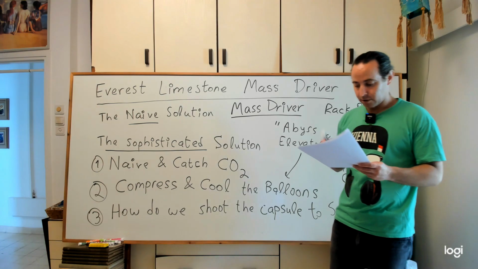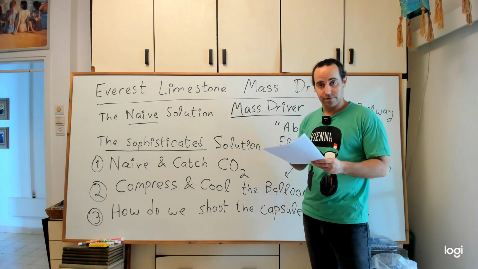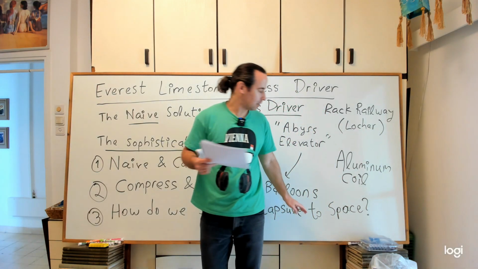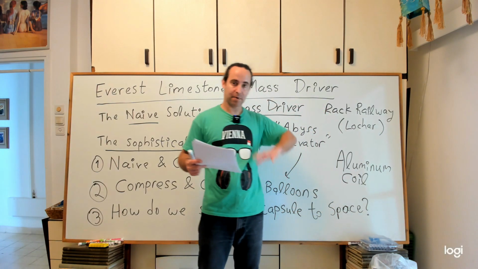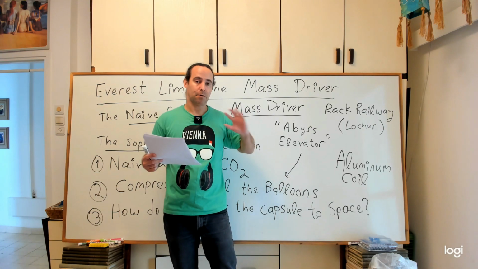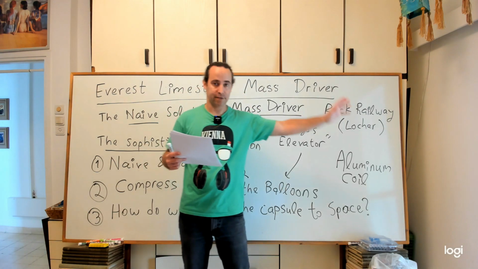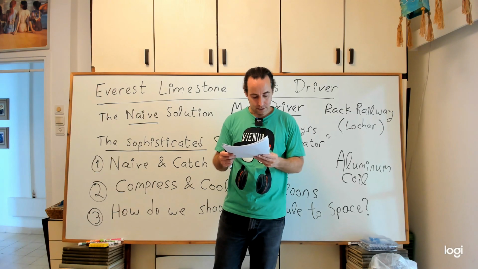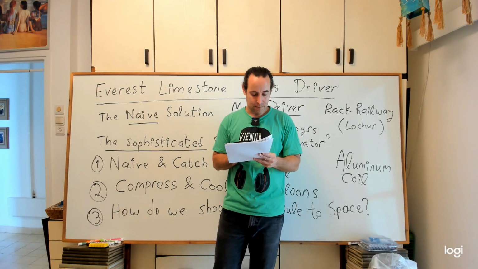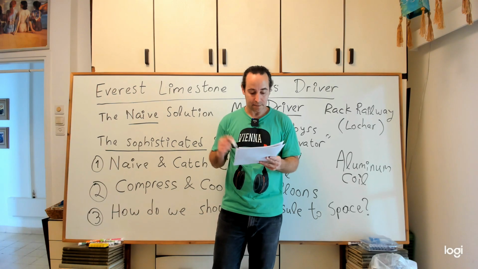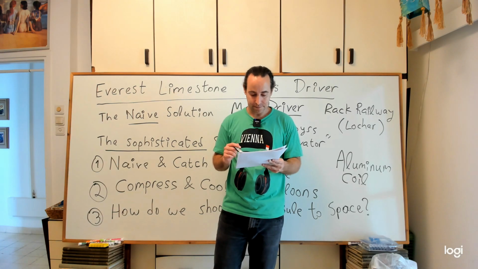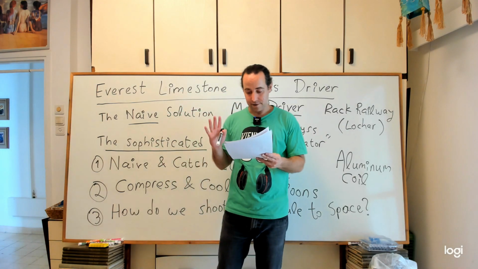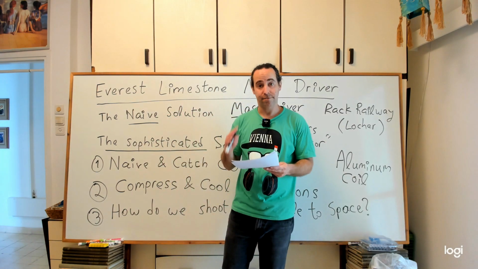So we only need to escape Earth and reach Venus. Okay, but we will talk now only about getting to space, escaping from Earth. Afterwards, we will talk about how to get from Earth to Venus. Okay, so what we do now is build the biggest mass driver, electromagnetic catapult, ever inside Mount Everest.